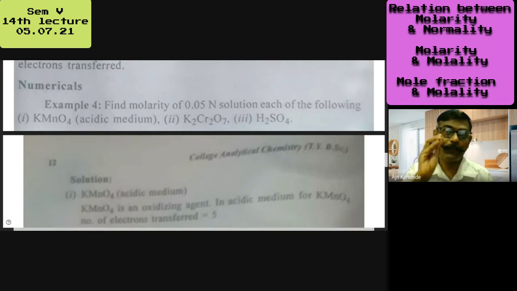Therefore, it's a game of 5 electrons. Now answer my question. Are electrons accepted, received or gained, or are they given, to convert Mn +7 to Mn +2? What do you think? Received. Yes, electrons are received. 5 electrons are received. It's a game of 5 electrons, and therefore 5 is there.